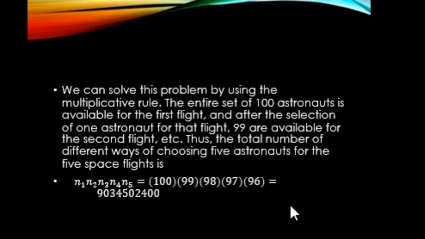So here we have K is 5. We have 5 flights, and for the first flight we have 100 astronauts available, so N1 is 100. For the second flight we have 99 available, so N2 is 99, and so on. N3 is 98, N4 is 97, and N5 is 96. When you multiply these, we get the total number of ways in which the 5 astronauts can be chosen for these 5 space flights. So it's a huge number. As you can see, it's 9 million plus ways in which we can do that.